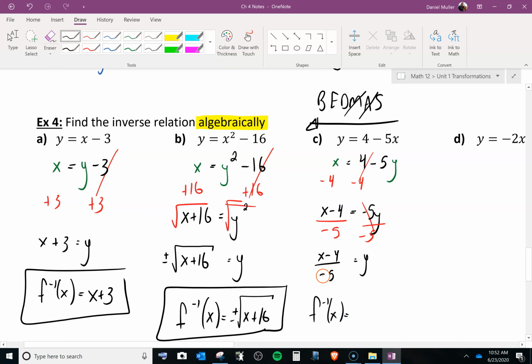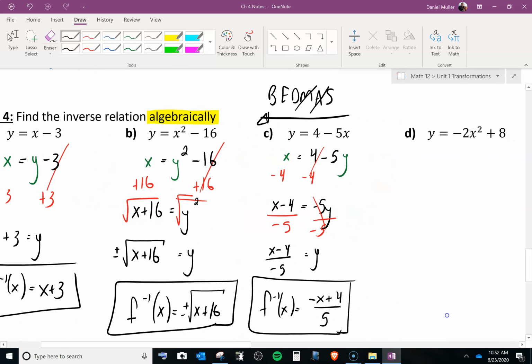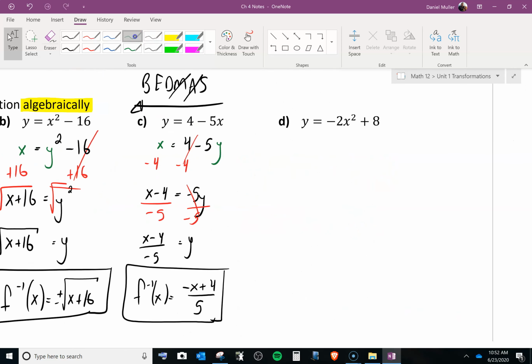Now it does look a little nicer if you bring that negative and you throw it in. So I'm going to make it a negative x and a positive 4. I'm going to throw that negative into the numerator. So make it a negative x and a positive 4 all over 5. You don't need to do that. It's just convention to not have the negative on the bottom. Okay, and lastly, we need to swap x and y.